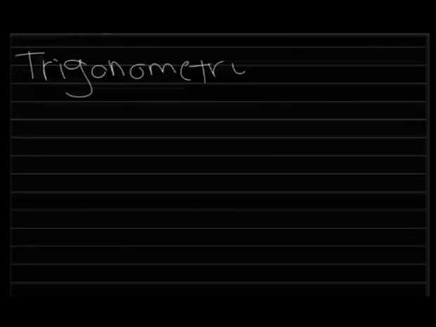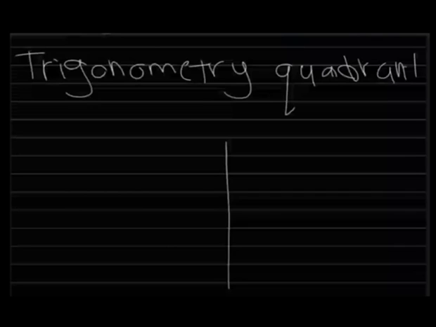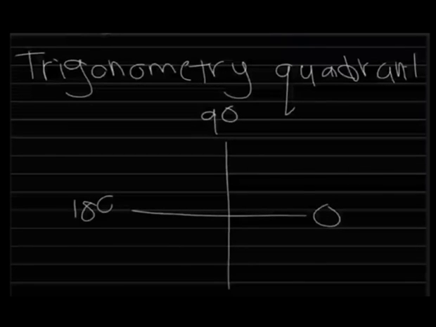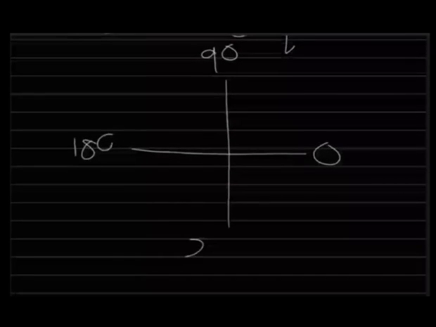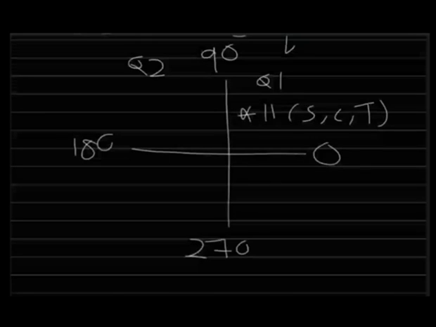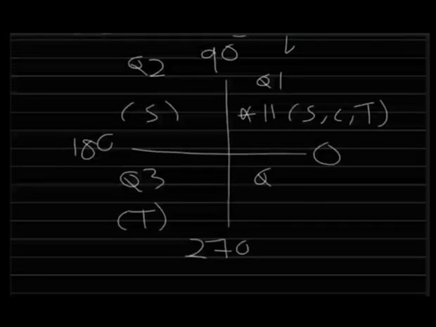We explain about the trigonometry quadrants. The quadrant refers to axis x and axis y, which has 0 degree, 90 degree, 180 degree, and 270 degree. Quadrant 1 includes all the fundamentals of trigonometry, which are sin, cos, and tan. Next, quadrant 2 is only for sin, quadrant 3 for tan, and the last, quadrant 4, is for cos.